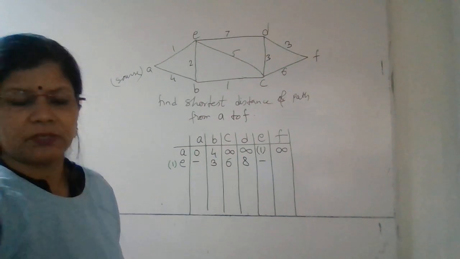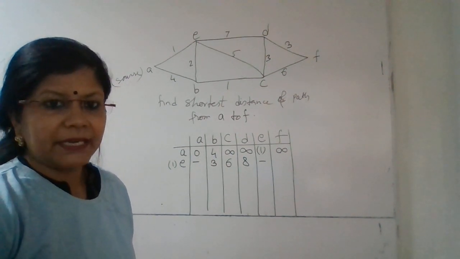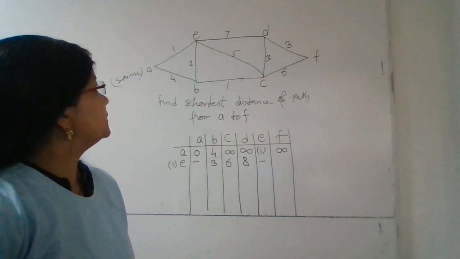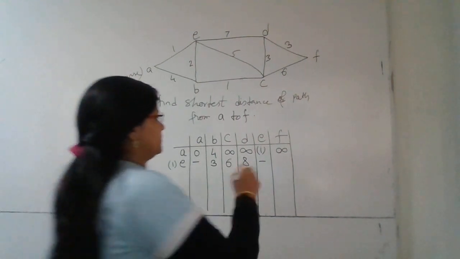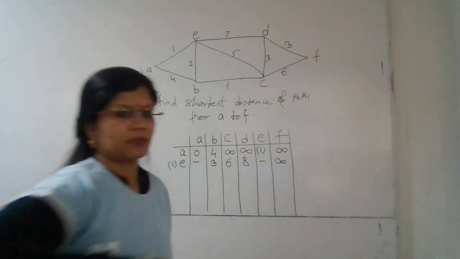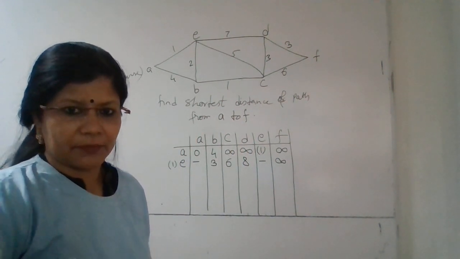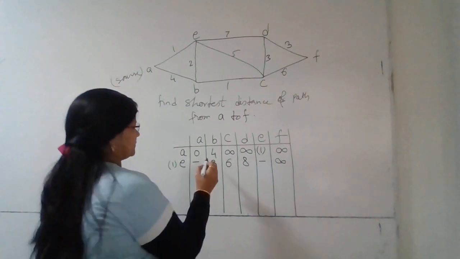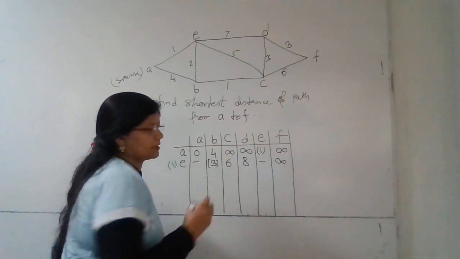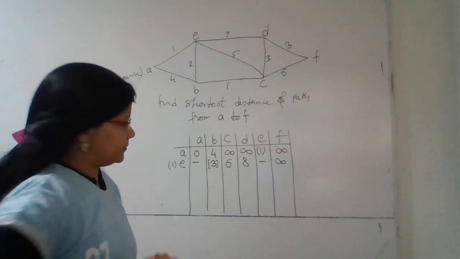E to E 0, leave blank. E to F: E to F doesn't have any direct vertex, so the entry is infinity. Now check the minimum value. The minimum value is 3, so the vertex is B.